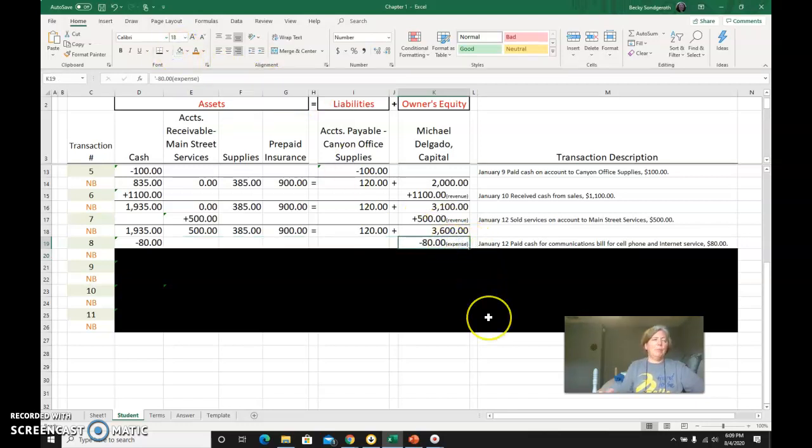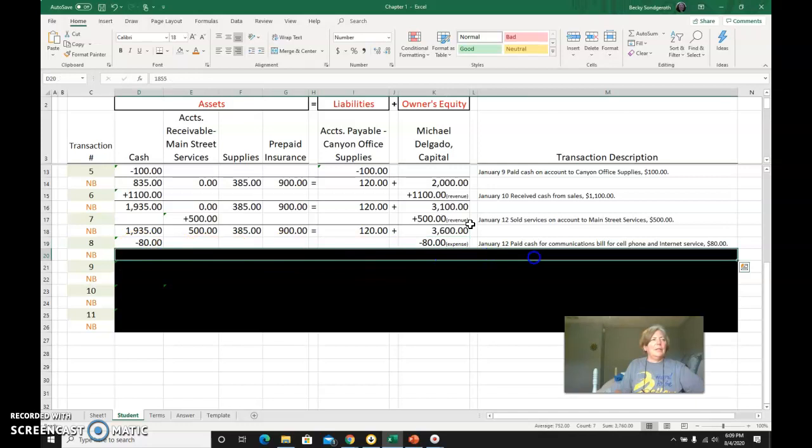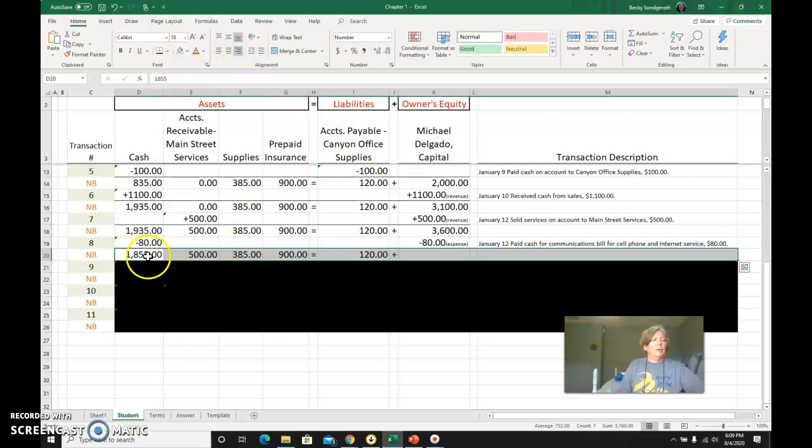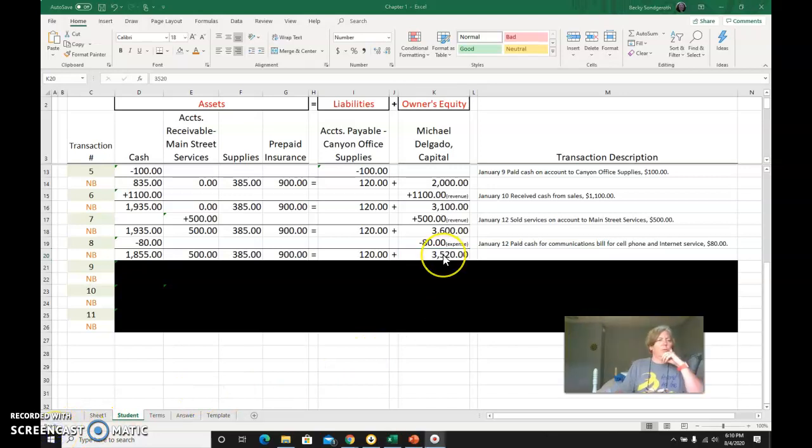And for capital, it has to be going down, so it's either a withdrawal or an expense. Well, the owner didn't do anything, so it's an expense. It's a cost of the business. What's the cost? It's a communications bill or a phone bill or internet is the name of the expense. So expenses are bad. Expenses make capital go down. Then I calculate my new balance. And when I've done that, you see what I got. I obviously did not update for capital. So the new balance of capital is 3,520.